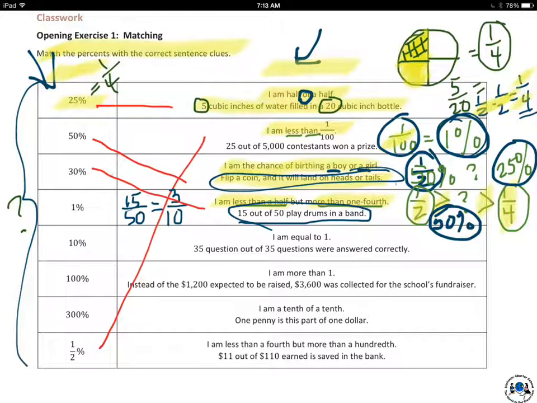If we do 15 out of 50, which is 15 over 50, that is equivalent to 3 over 10, and we know that 3 over 10 is also 30%. Okay, I am equal to 1. This hopefully was the easiest one of all.